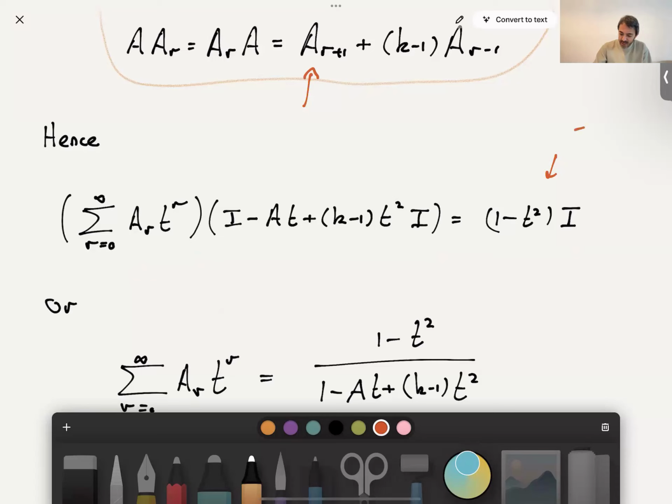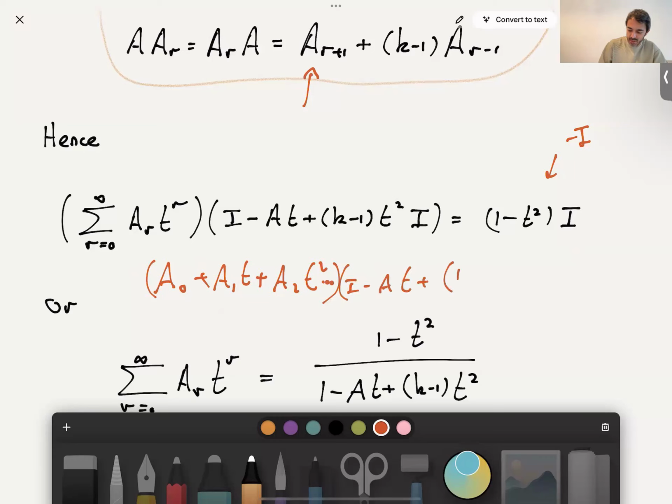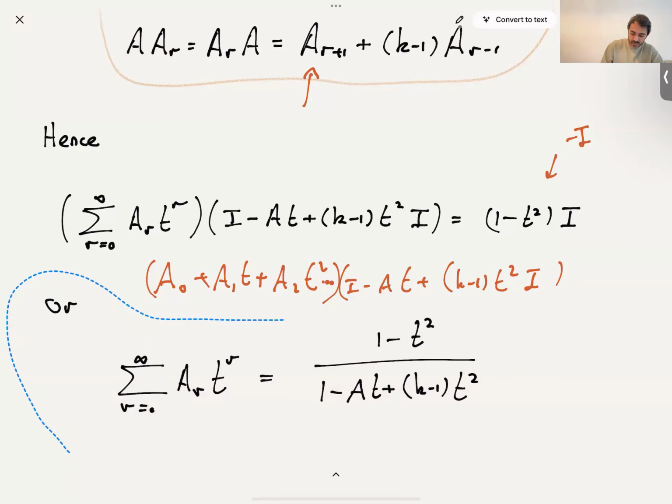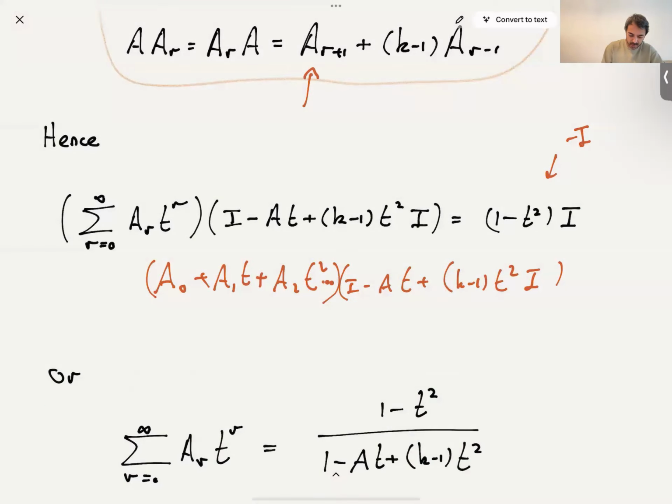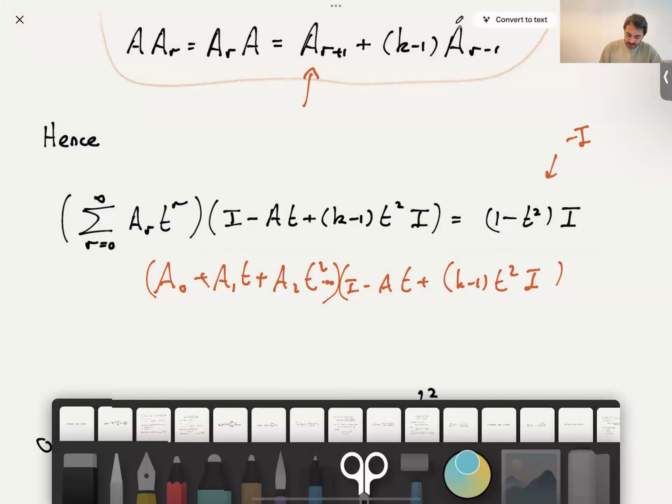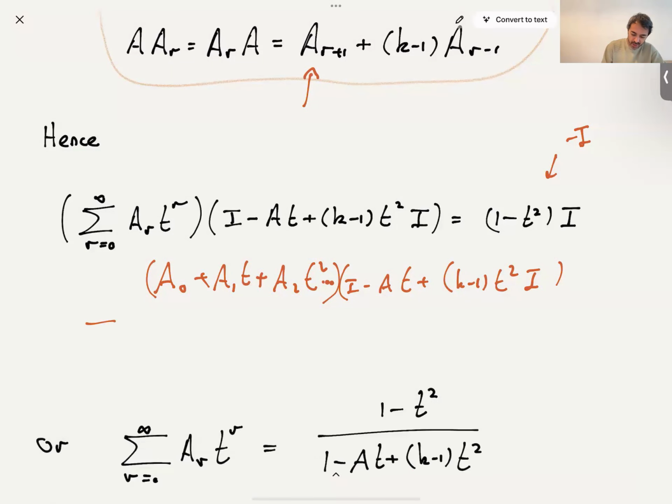The coefficient of t squared here is minus I, and the coefficient of t squared here, okay, so let's write it again. It's a0 plus a1t plus a2t squared, I don't care about the rest, times I minus at plus k minus 1 t squared I. So that's actually slightly more annoying. That's I plus at, because a0 is I and a1 is t. Now a2, remember, is a squared minus ki. That's from here.